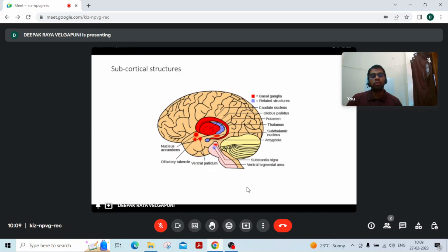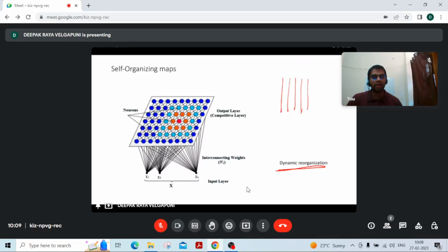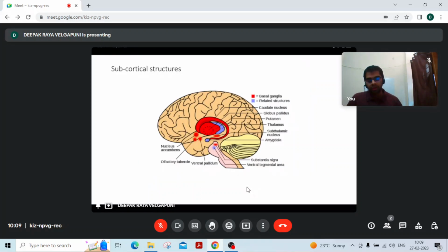Now moving on to subcortical structures. We haven't discussed the auditory cortex, but it has a similar organization to the retinotopic maps, with feature space as frequency rather than spatial location. Similarly, you have it for touch also. Neighboring points on your skin correspond to neighboring points in the cortex, and you have similar self-organized maps for different senses.